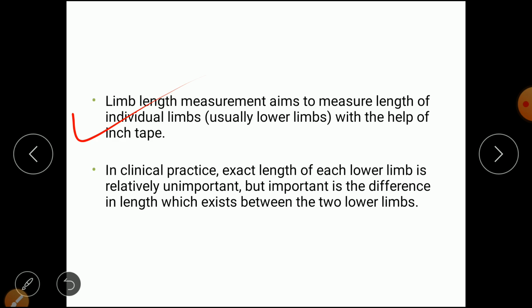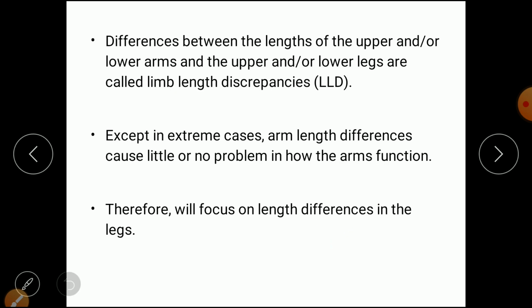In clinical practice, the exact length of each lower limb is relatively unimportant, but what is important is the difference in length which exists between the two lower limbs. Differences between the upper and lower arms and the upper and lower legs are called leg length discrepancies. The short form is LLD. If we have LLD in the upper limb, it cannot affect our ADL function too much. But if we have a difference in the lower limb, that causes more of a problem than arm LLD. Therefore, we will focus on the length differences in the legs.